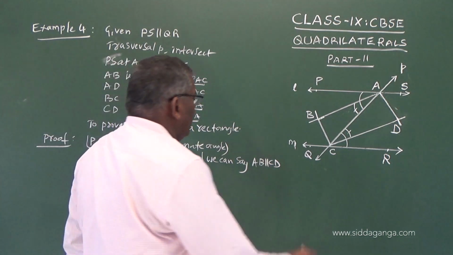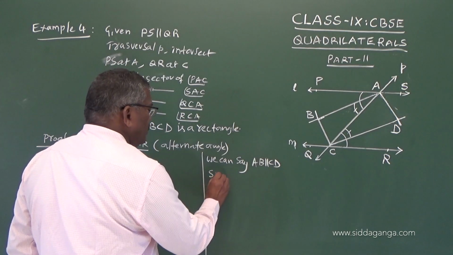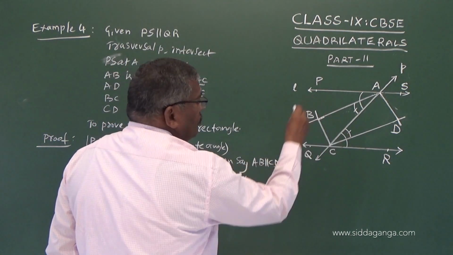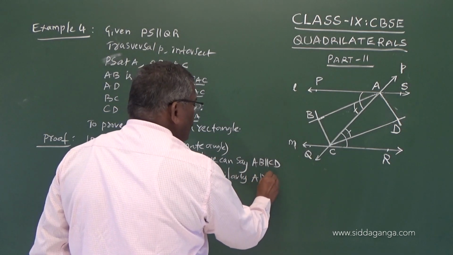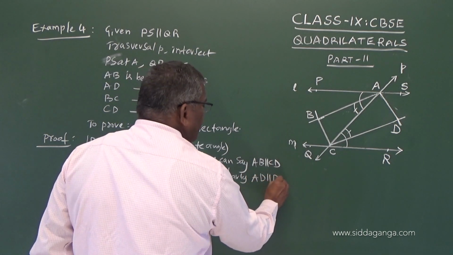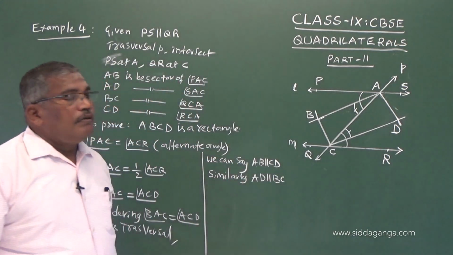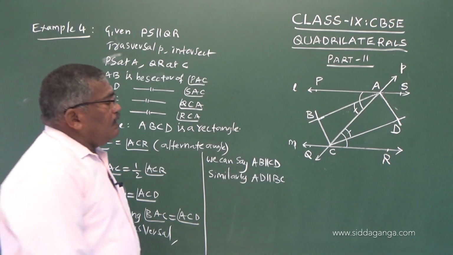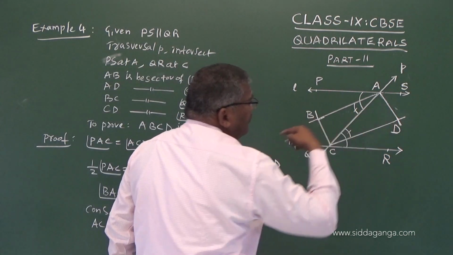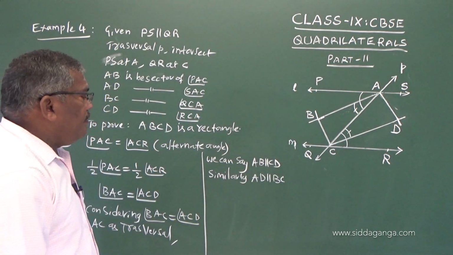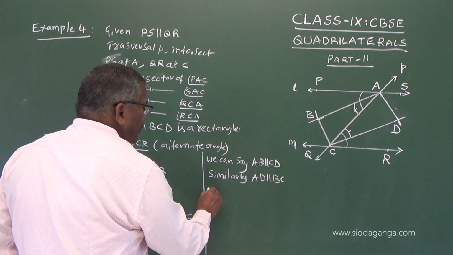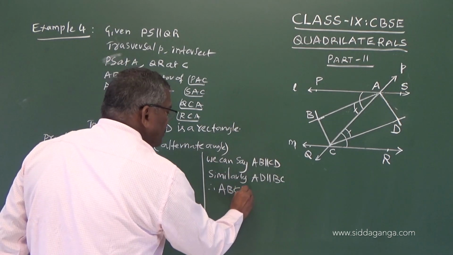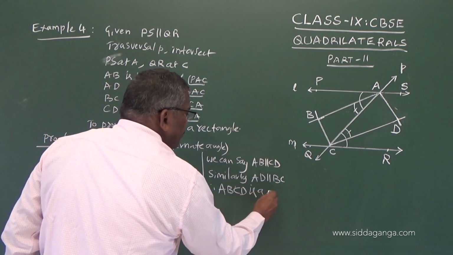So similarly, we can show that AD is parallel to BC. Now, when opposite sides are parallel, we can say ABCD is a parallelogram.